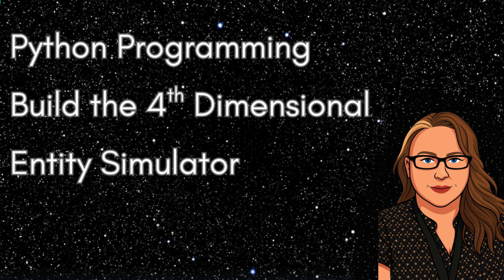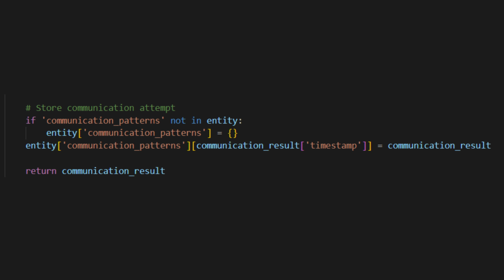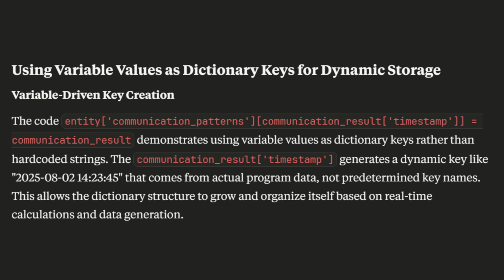As we finish our communication function with data storage, we encounter a powerful technique here. We're looking at entity communication patterns, communication result, timestamp, the assignment operator, communication result. We're demonstrating using variable values as dictionary keys, enabling you to create dynamic data-driven storage systems where the key names themselves come from your program's calculations and data.